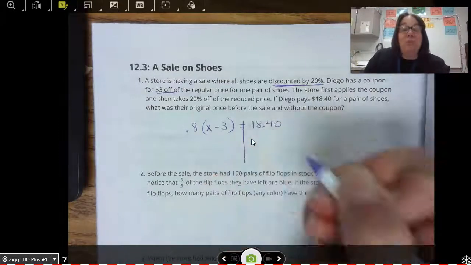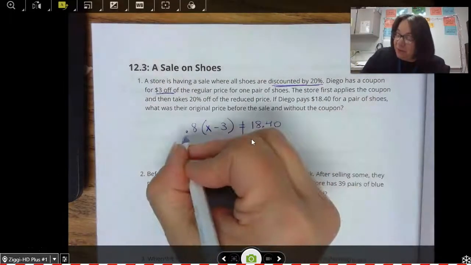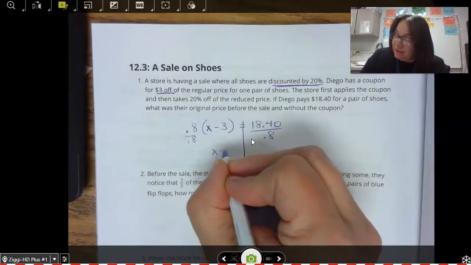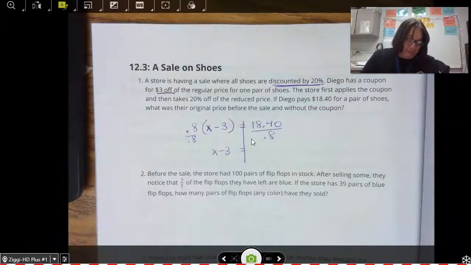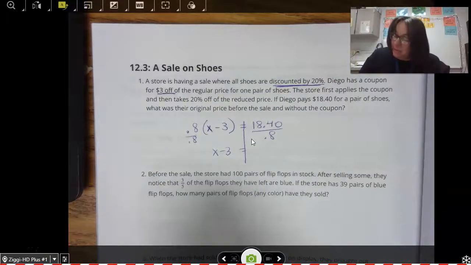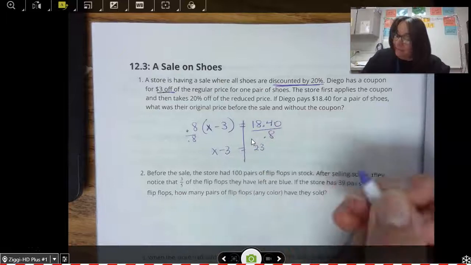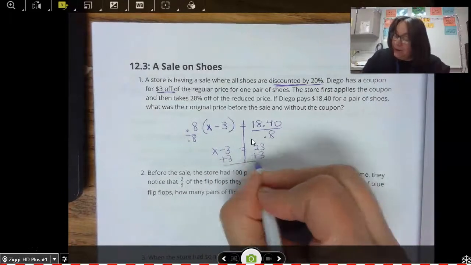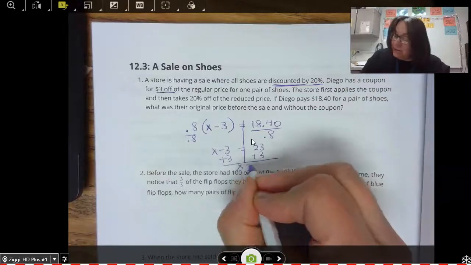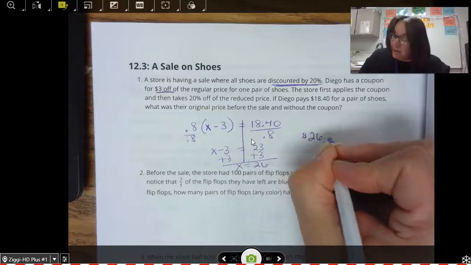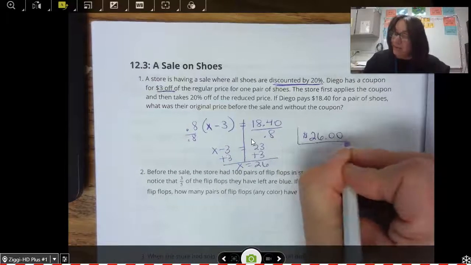All right, I hope what you did at this point was you each divided by 0.8 and found out that x minus 3 was going to be 23. And then you would add 3, undoing the subtraction with addition, and x is 26. So $26 was the original price of the shoes.